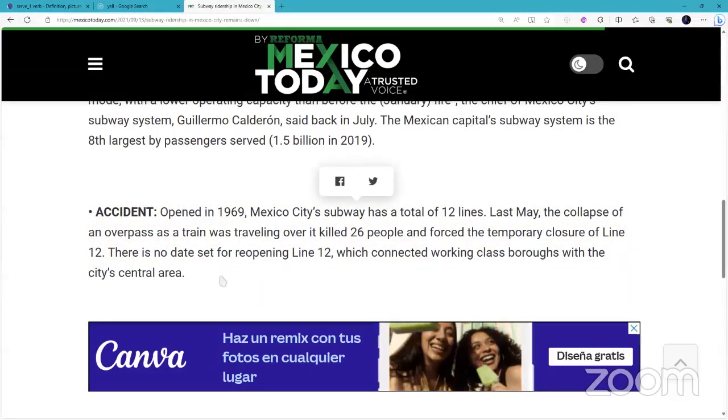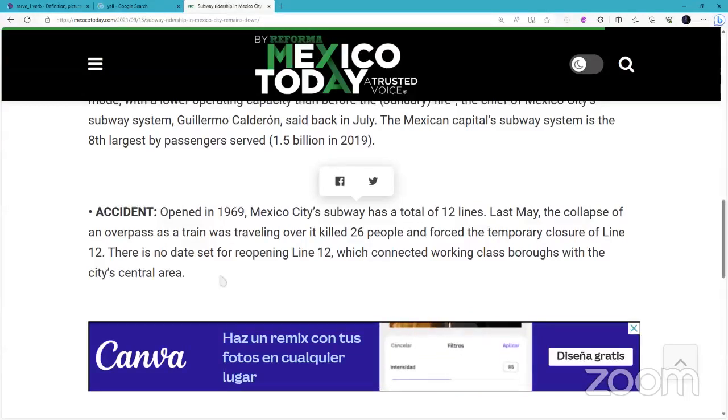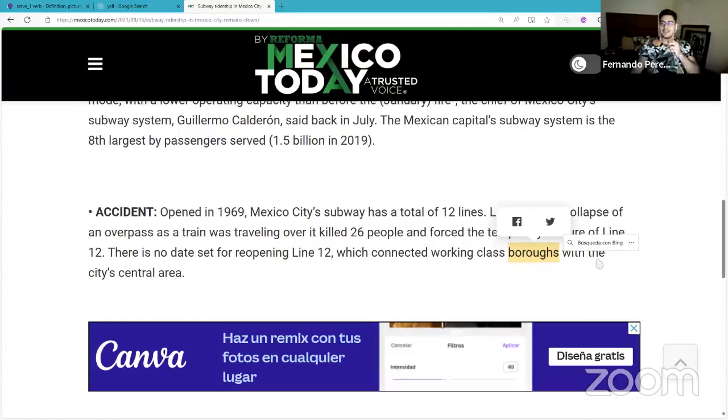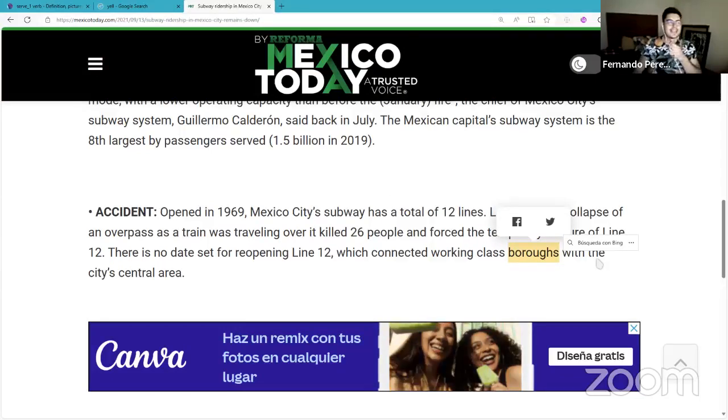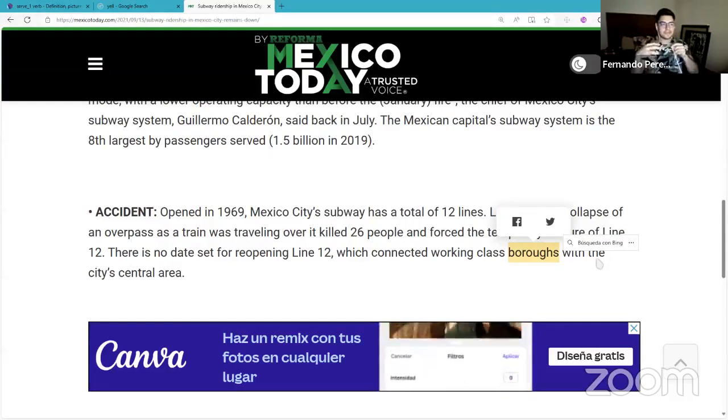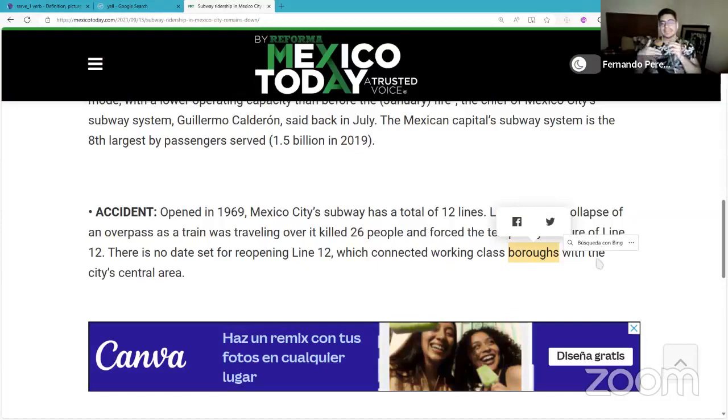Yes, teacher, but I don't know the meaning of boroughs. Very good question. Yeah, that's important. Working class boroughs. A borough is one of Mexico City's divisions. Mexico City's political divisions are boroughs.